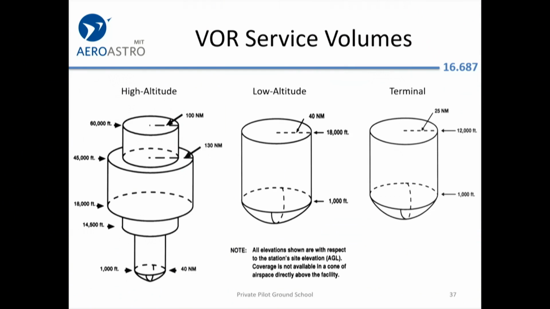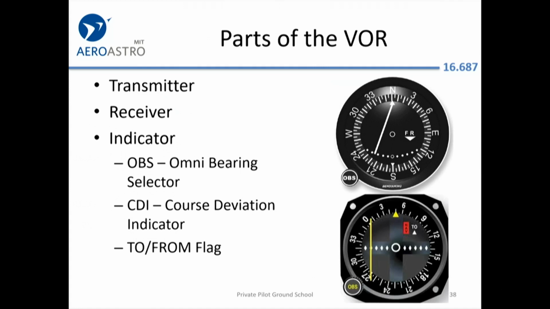Service volumes, there are these terminal VORs. I think a lot of them may be decommissioned or being decommissioned now. But the FAA has made various kinds of VORs. These high altitude ones will probably be the last to go, because actually with airliners, the certification costs of new avionics are so high that the last aircraft flying without a GPS will be some huge Boeing. It won't be a little Piper or Stearman or something.